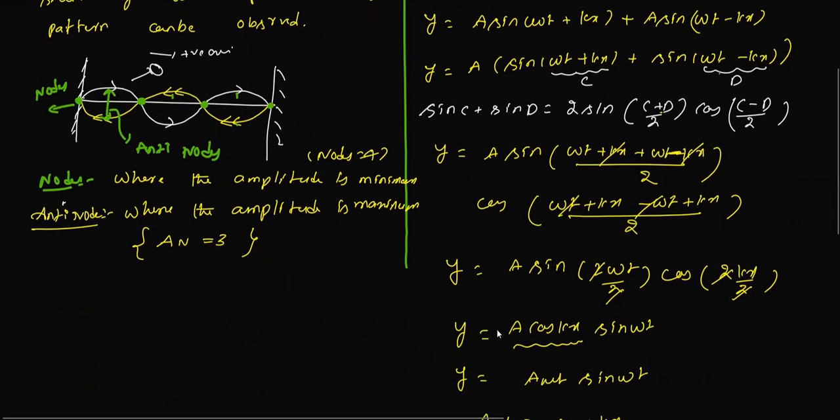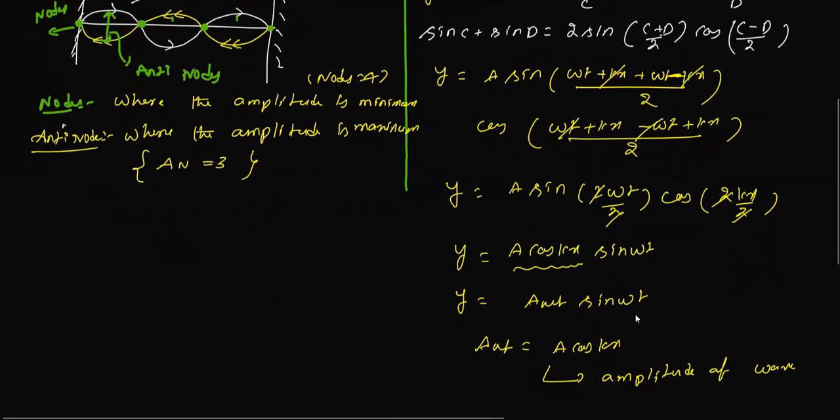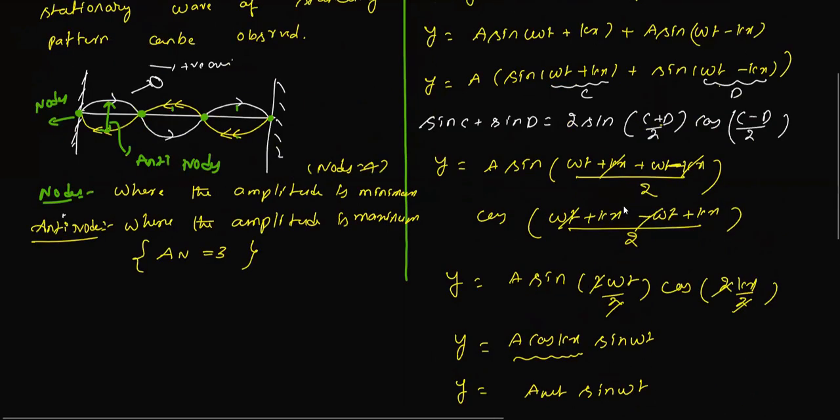Therefore, we get y equal to a cos kx, this function first, and sin omega t. I'm going to compare this equation with y equal to a sin omega t. Therefore, a net equals a cos kx. This a cos kx is nothing but the amplitude of the resultant stationary wave which we discussed here.